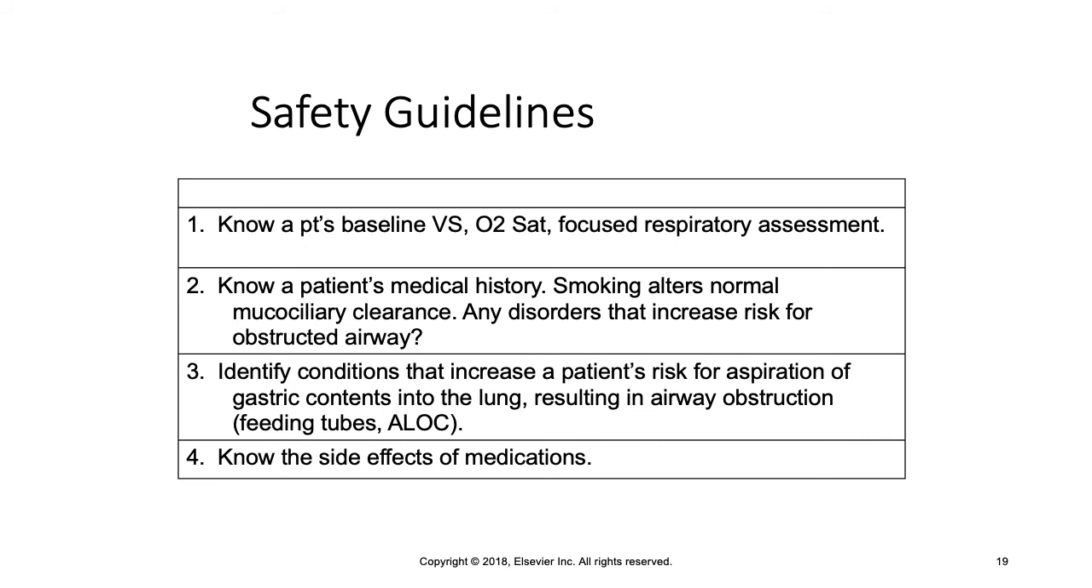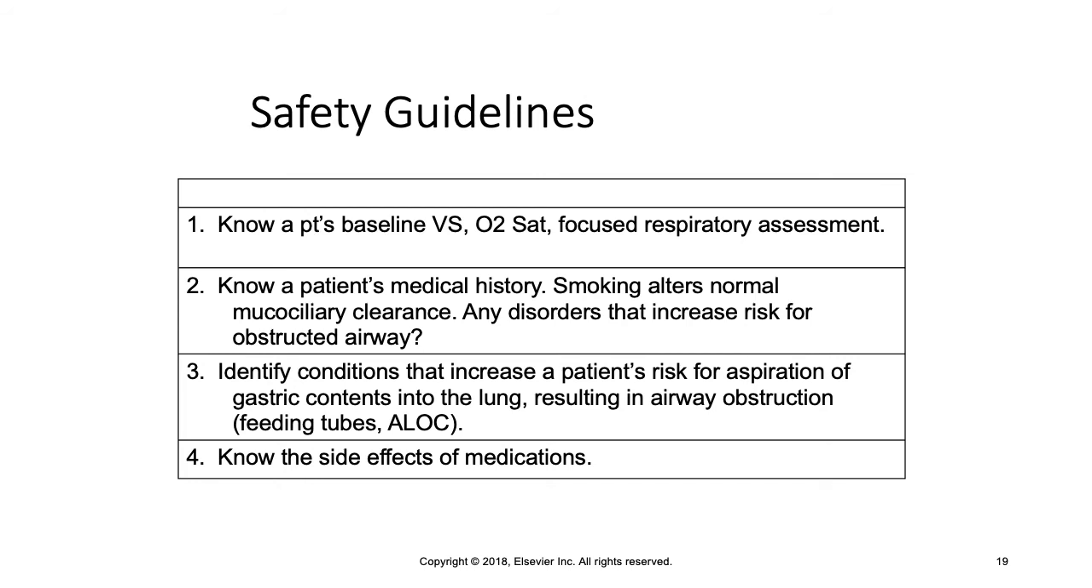Do they have any disorders that put them at increased risk for obstructed airway, such as COPD or neuromuscular disorders or neurological disease, CVA. You want to know if your patient is a smoker, because smoking will alter that mucociliary clearance. So the cilia in the airway may not work as well, so the patient will have decreased ability to actually remove the mucus and secretions in the respiratory tract. They may also have increased mucus production if they're smokers as well.